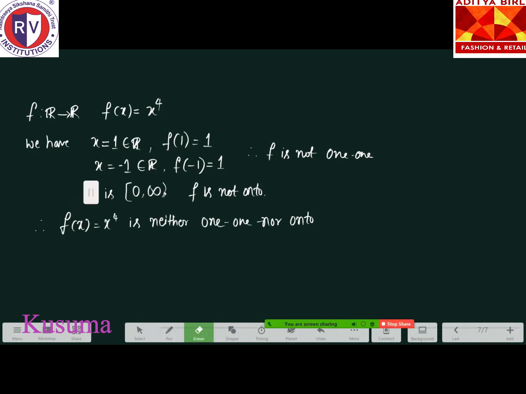But here it is not codomain, here it is the range. The range is 0 to infinity. Next question.